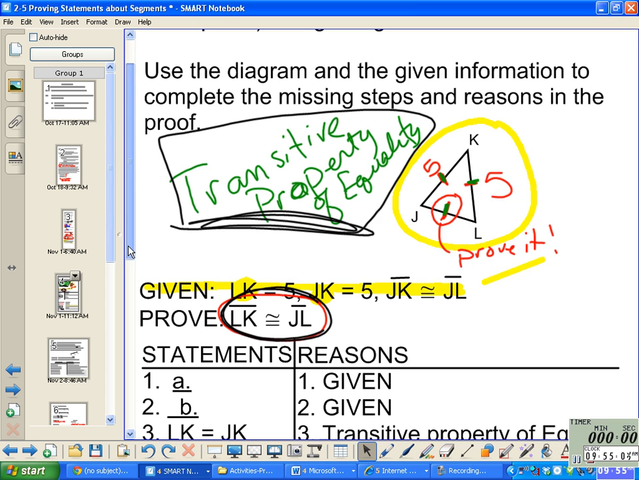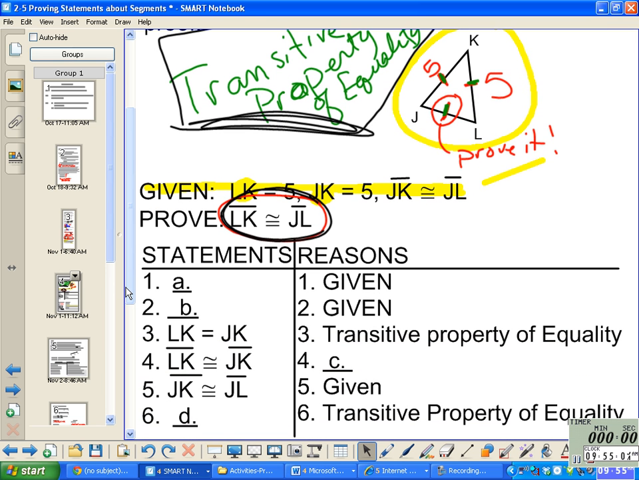Well, sometimes proofs are filled in for us, and then sometimes they're not. On this particular proof, as I scroll down, I see it's missing 1A, 1B, 4C, and 6D. I'll look and see, what do I need to do? For 1A, I see I don't have a statement. Where's my statement for 1A is what I'm asking myself. Well, I see the reason that they want is given.